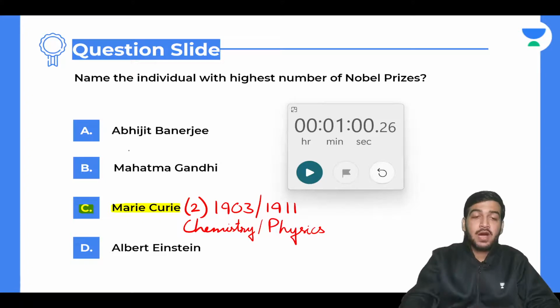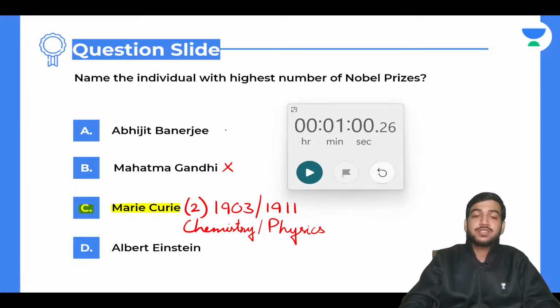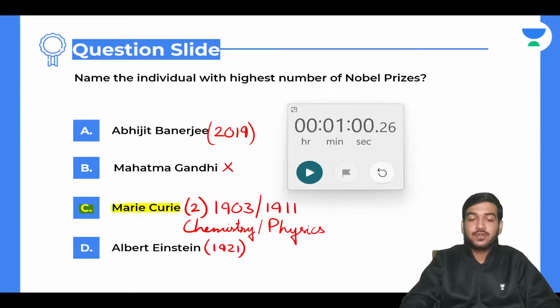Okay, Mahatma Gandhi was never awarded the Nobel Prize. But 1948's Nobel Peace Prize was not awarded because it was slated to have been awarded to Gandhiji, but by the time the announcement would have happened, he had been assassinated. Then Abhijit Banerjee in 2019 in economics only once, and Albert Einstein in 1921 for his work on relativity.